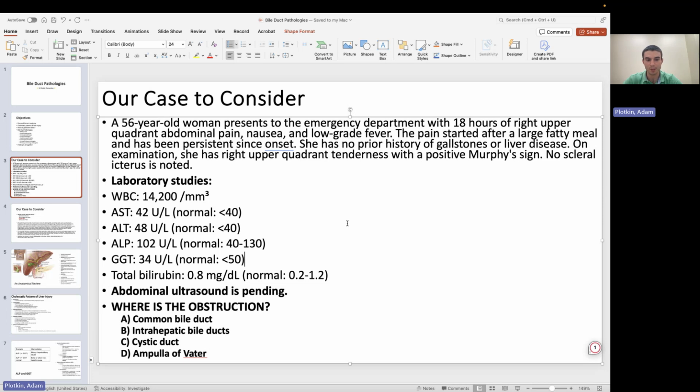Lab studies show a white blood cell count of 14.2, an AST of 42, ALT of 48, an ALP of 102, a GGT of 34, and a total bili of 0.8. The abdominal ultrasound is pending, and I'm asking you, where is the obstruction? Is it in the common bile duct? Is it in the intrahepatic bile ducts? Is it in the cystic duct? Or is it in the ampulla of Vater, right? So pause this and consider, and then we'll move on.